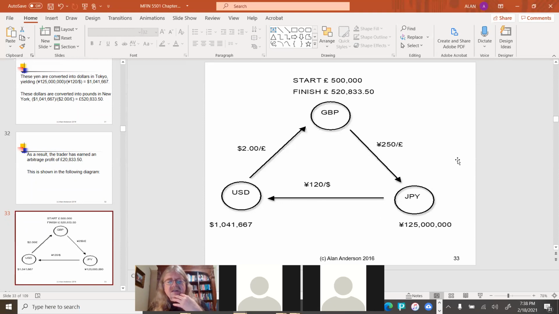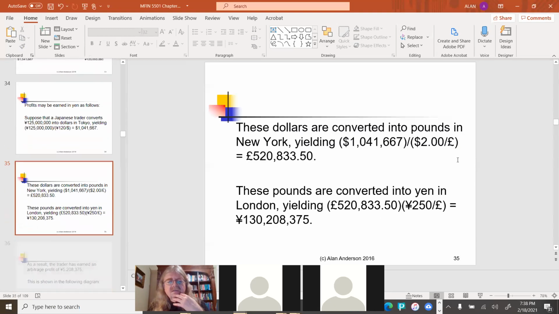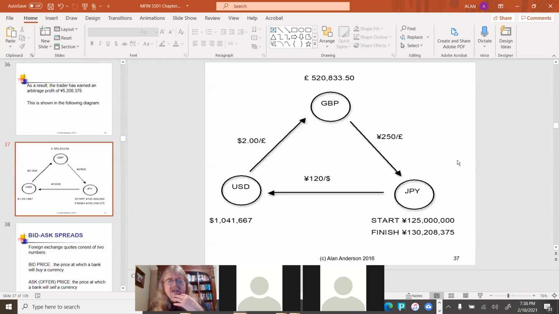All right, so let's check this out. If you started here with 125 million yen and you work your way around the circle, you can see that you're going to wind up with 130,208,375 yen, which obviously means you made money. So this is our first type of arbitrage that we want to consider. There's more coming, but I thought we'd start here because it seems pretty straightforward.